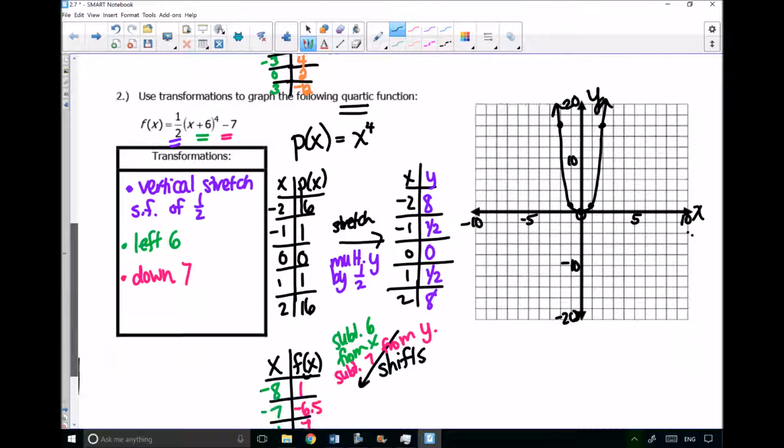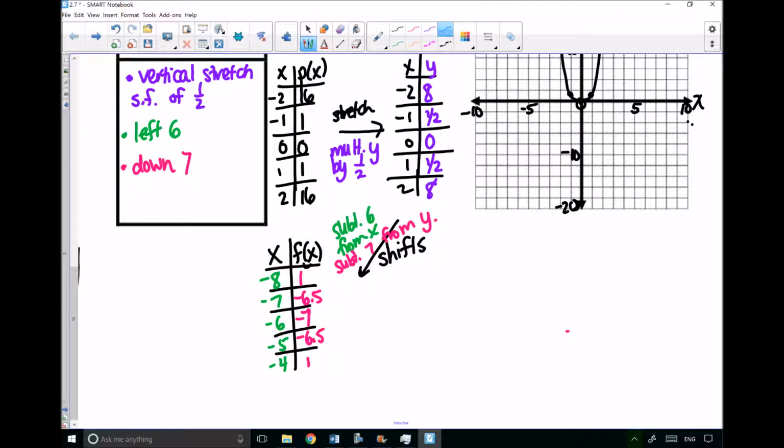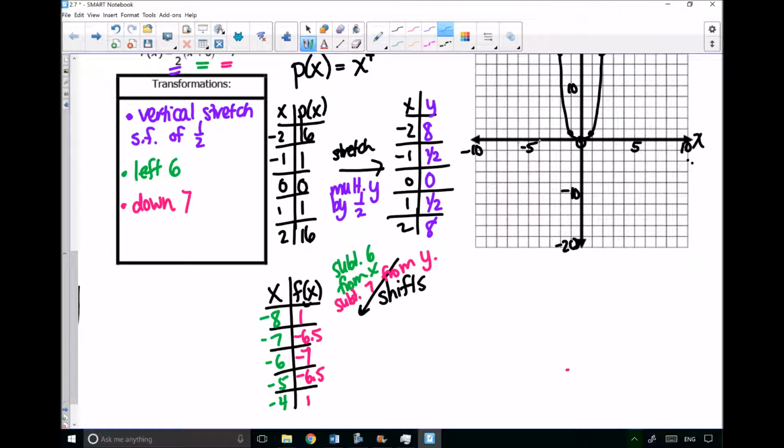Okay, now let's go ahead and graph out what our f of x is going to be. Well, f of x is going to be these values right here. So I go to negative 8, 1 right here. So negative 8 will correspond with 1. And then I have negative 7 is going to go to negative 6.5. So right here is negative 6. Negative 6.5 is about a quarter of the way down. Excuse me, and then negative 6 will go to negative 7, negative 5 will go to negative 6.5, and negative 4 will go to 1. And then this is what my transformed graph should look like.